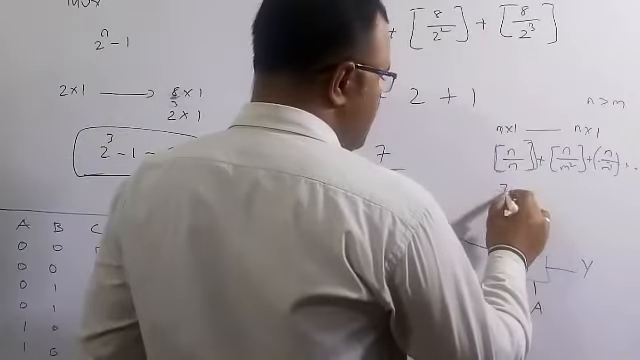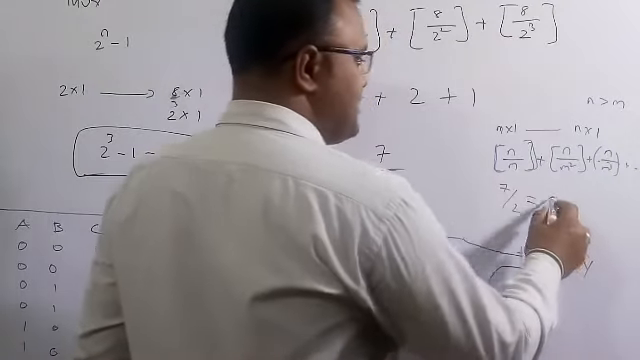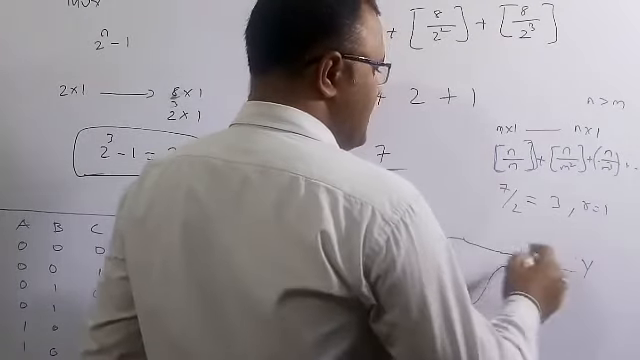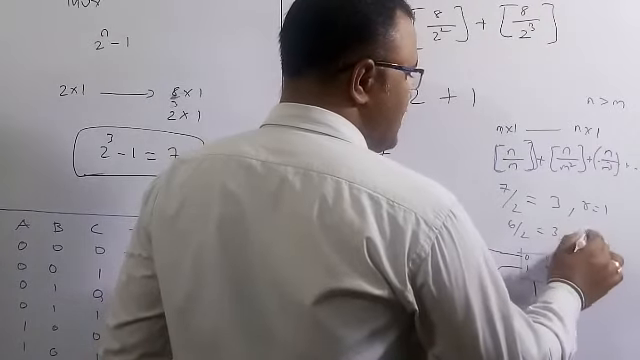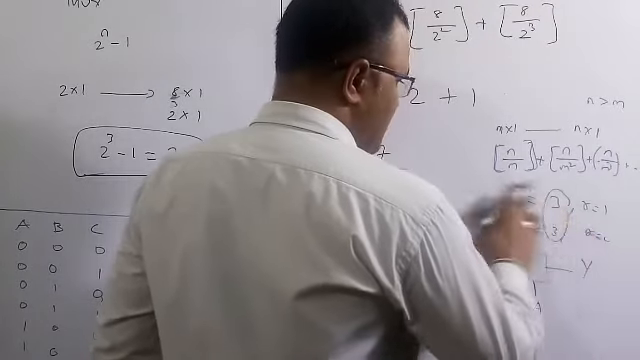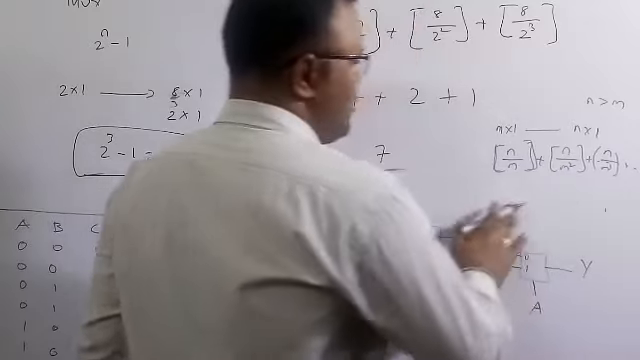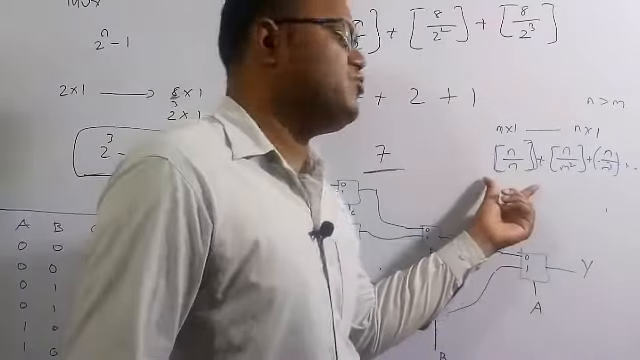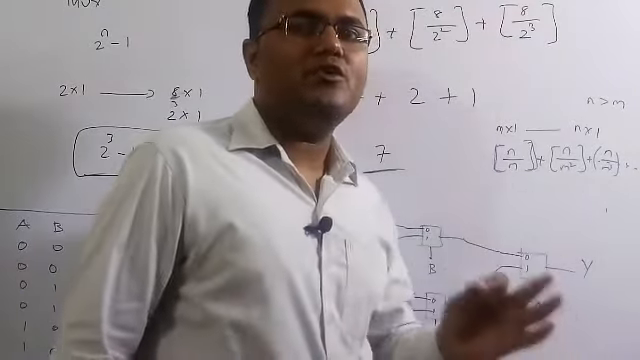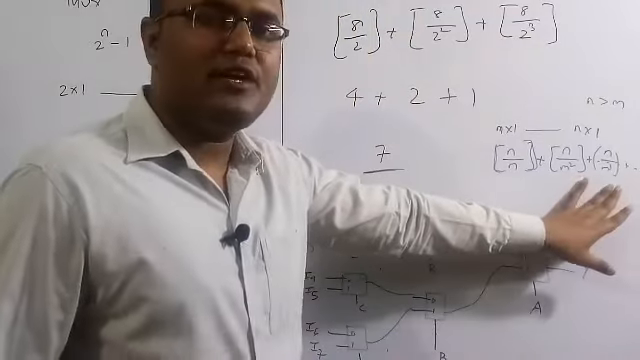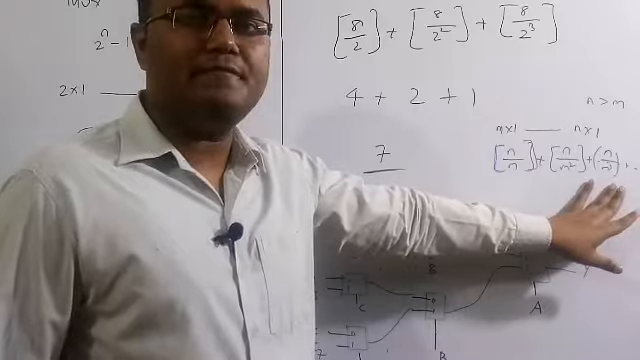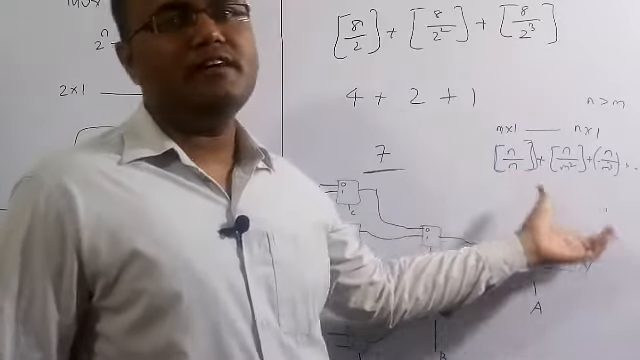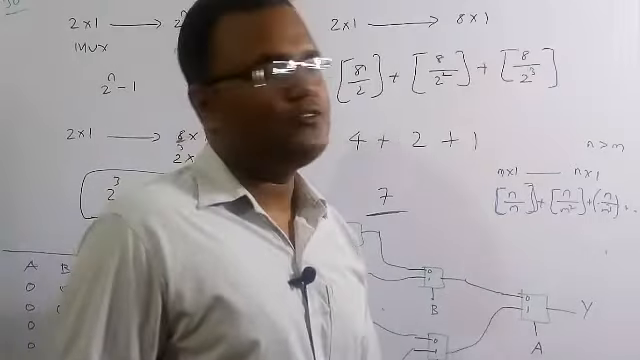Suppose 7 by 2, the quotient is 3 and the remainder is 1. 6 by 2, the quotient is 3 and the remainder is 0. But we need to take only the quotient value, not the remainder. Therefore the meaning of this bracket is quotient. This formula is applicable only when the last quotient is 1. Then only this formula is applicable, otherwise this formula is not applicable.